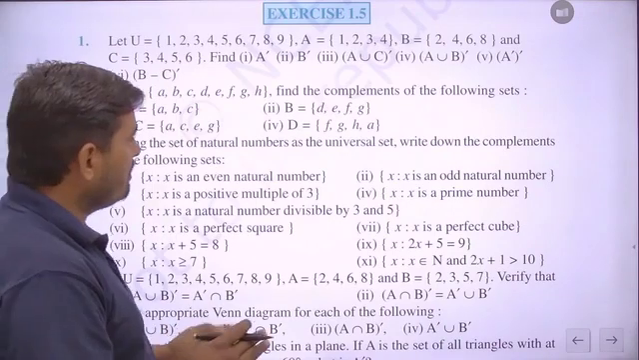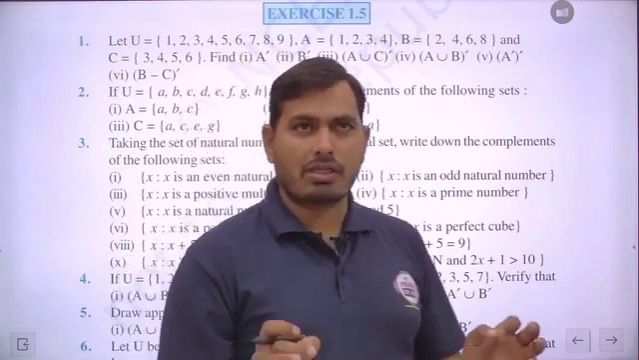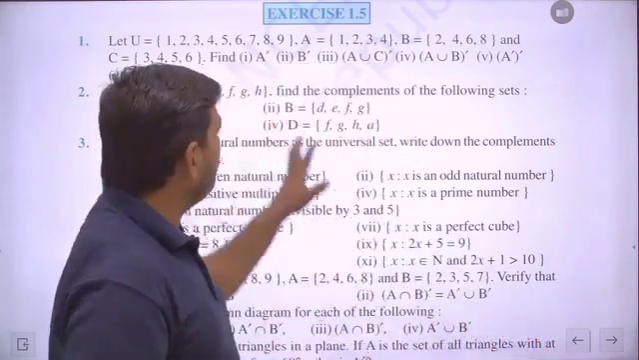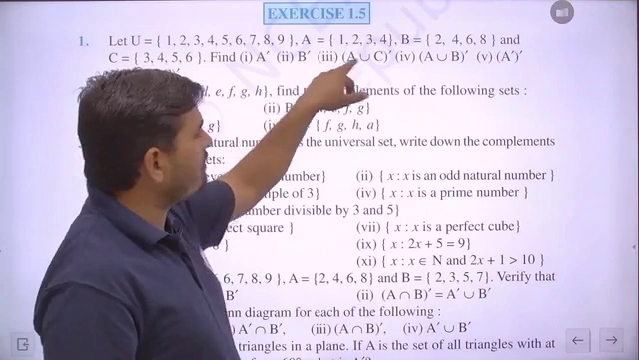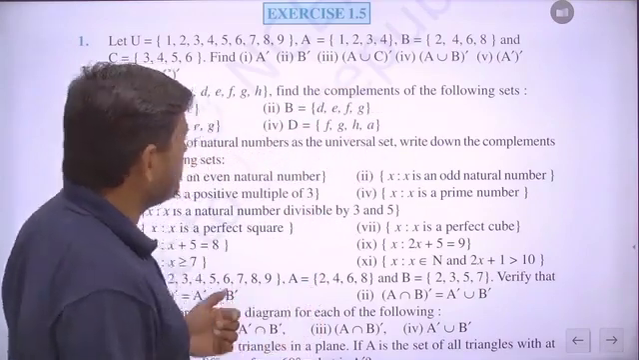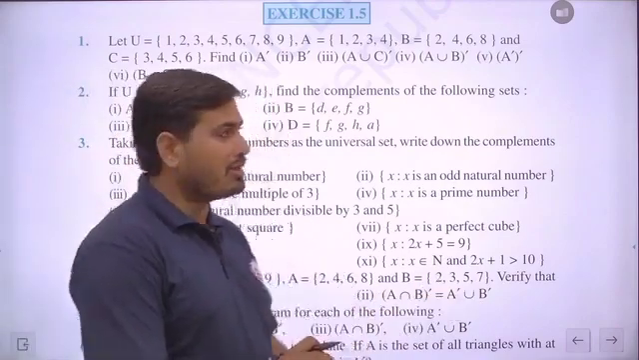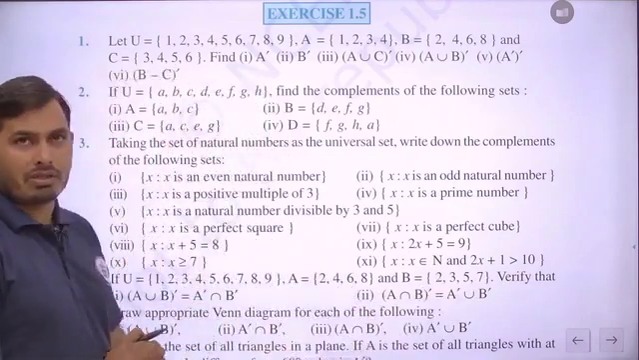This means that in this particular question a universal set is given, and A, B, C are all subsets of this given universal set. So set A is 1 2 3 4, set B is 2 4 6 8, and set C is 3 4 5 6. Is it clear?